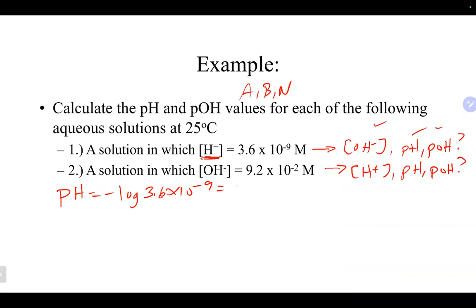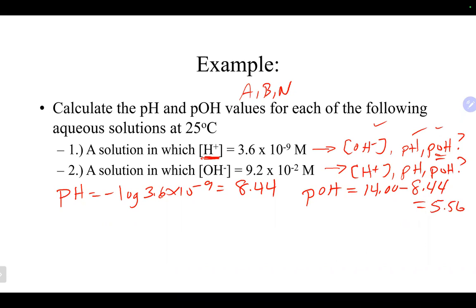It's going to be a pH of 8.44. Honestly, since I also want the pOH, I could simply just take 14 minus that, and that would give me my pOH. So 14 minus 8.44 gives me 5.56 in this case. Any questions on that there?